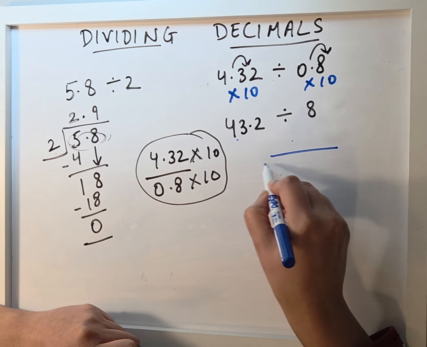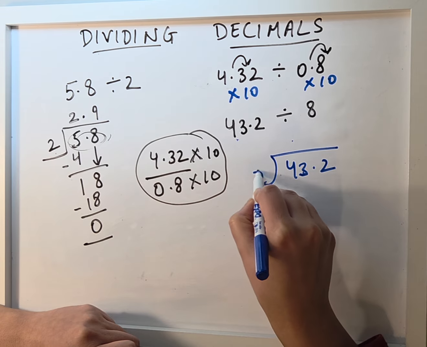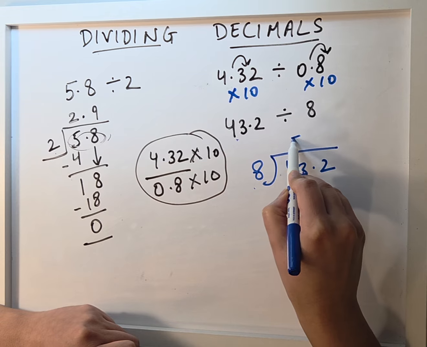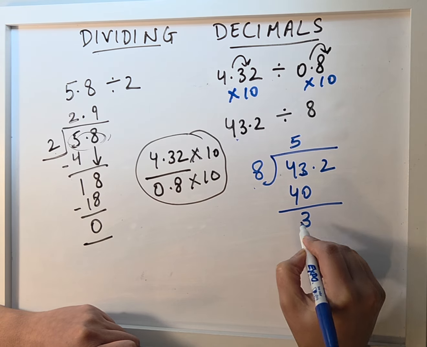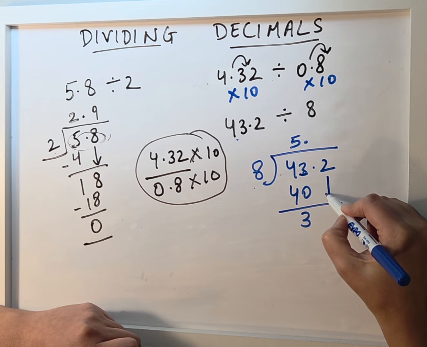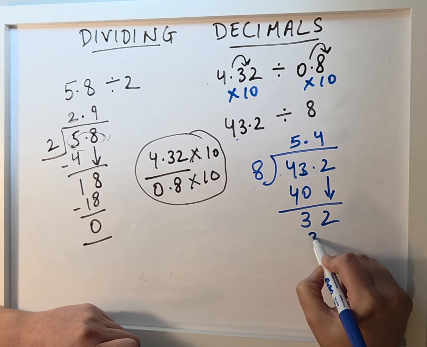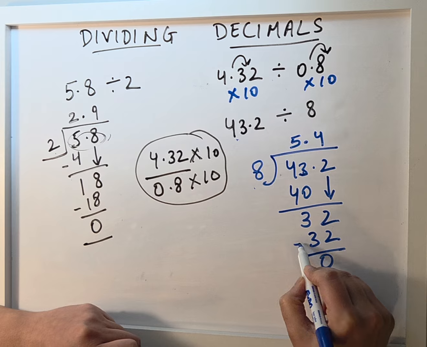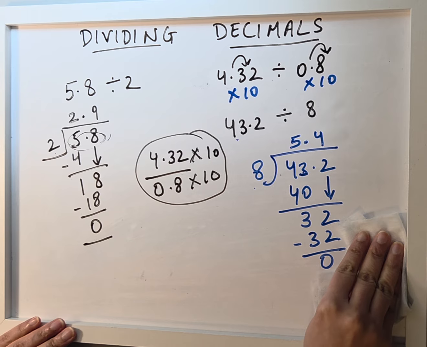So now we are dividing 43.2 by 8. So 8 into 5 is 40. We have 3 as the remainder. Now we got the decimal, so we put the decimal here as well. And now we bring down 2. So 8 into 4 is 32. So we get the answer as 5.4. Now let's look at some more examples.